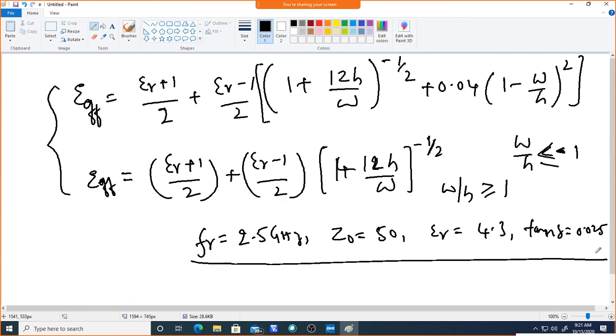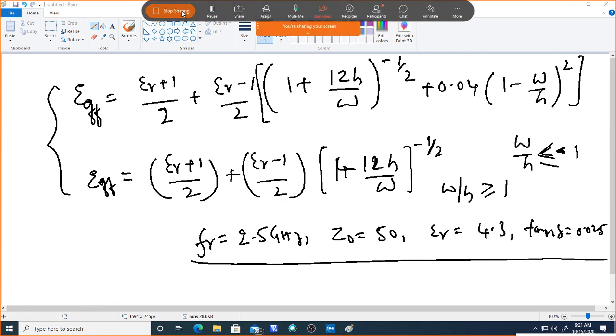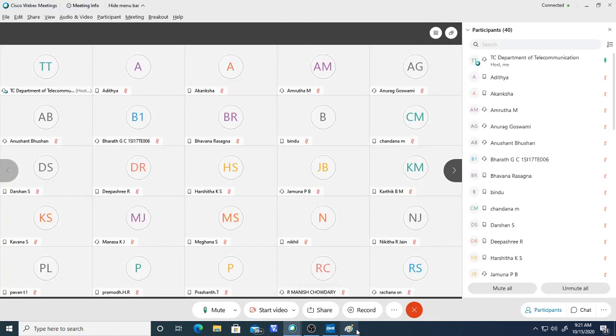I will show how to form the ring resonator and see the result. So in AWR we will see how it will be formed.